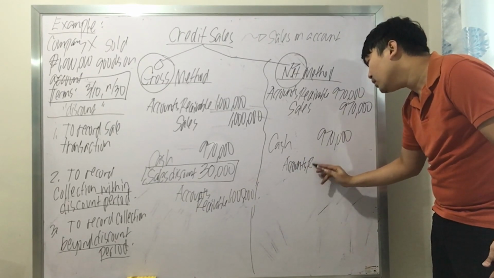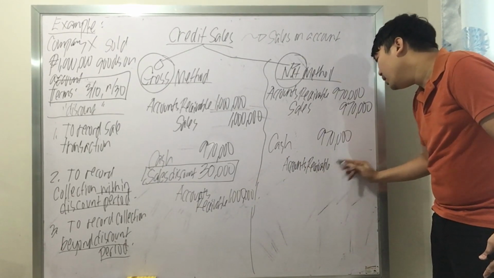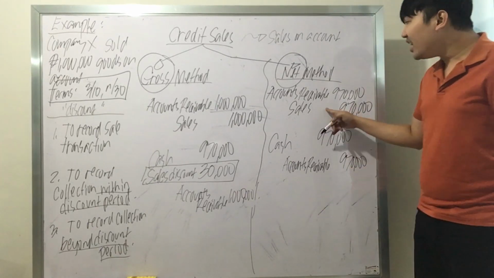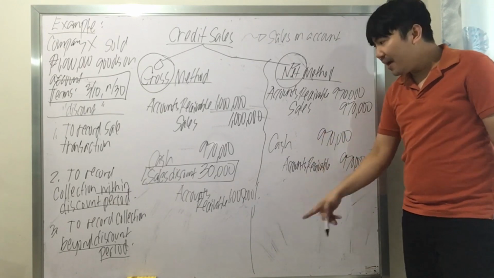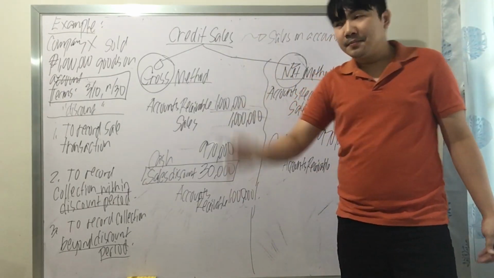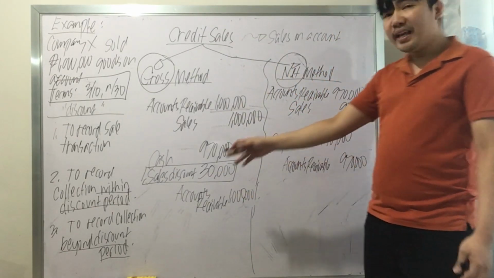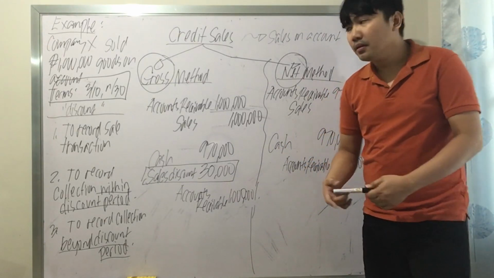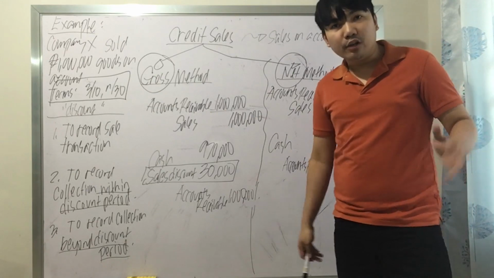Ayan, credit accounts receivable 970,000 class. Kasi, initially, debt na yung ginawa niya. Di ba? Okay po? Pero in terms of collection, parehas lang. Hindi lang pareho ng method ng pag-record. So, ito naman, ito naman ang bago.